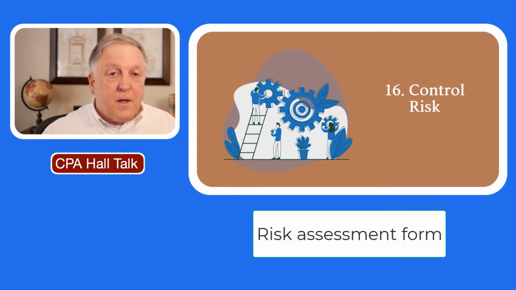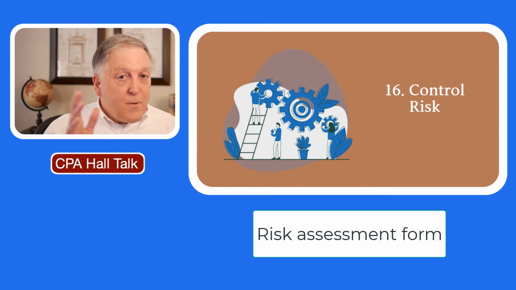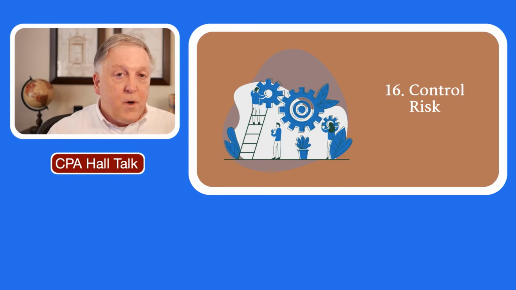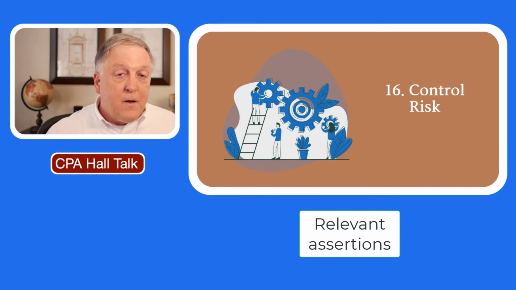As we start chapter 16, I want you to think about your risk assessment form. You see it in your mind now, and on that form we've got cash and receivables / revenues, inventory / maybe cost of goods sold, or accounts payable / expenses. So we've got those account balances or transaction cycles, and then out to the right of those titles, you're going to see a column for inherent risk, a column for control risk, and a column for risk of material misstatement. And then under, say cash, for example, you're going to see the relevant assertions for that area.